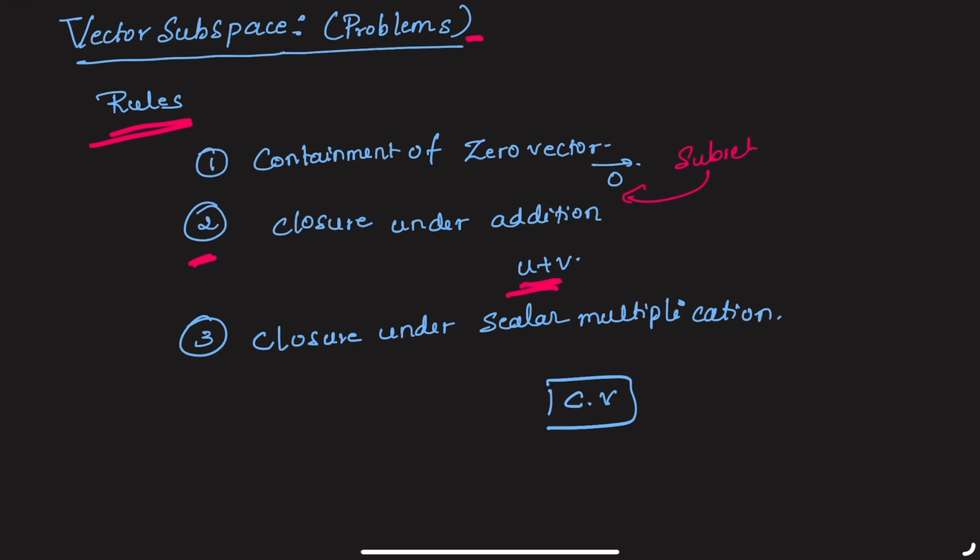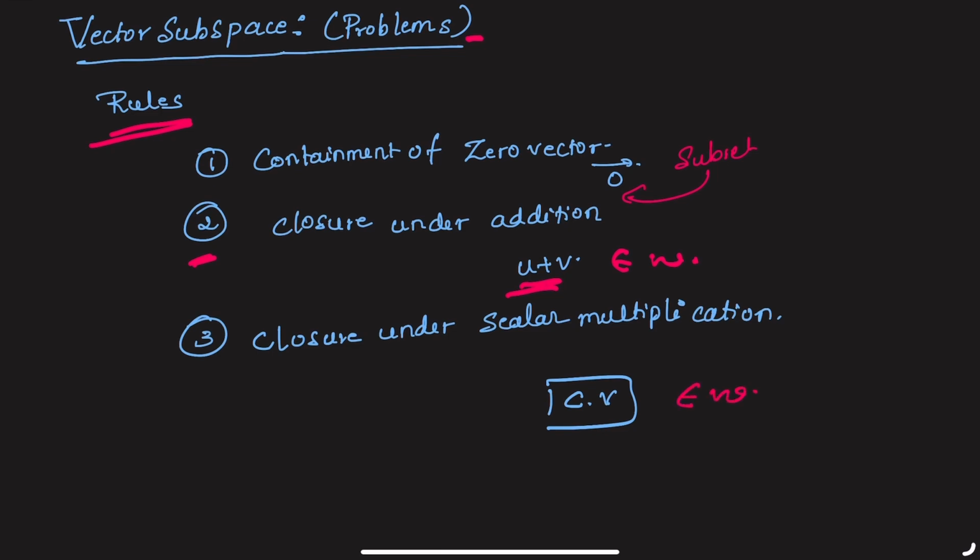Now the third one is closure under scalar multiplication. What does it mean? We have to verify if the subset is closed under scalar multiplication. So for any vector v in the subset and any scalar c, the scalar multiple c times v must also be in the subset, so it belongs to W.